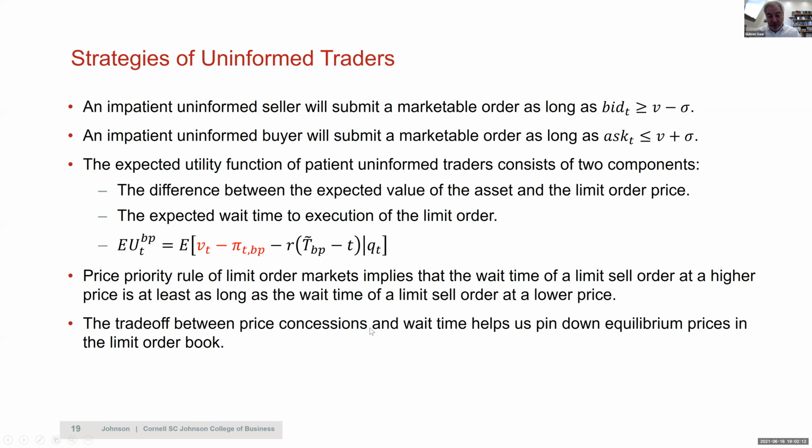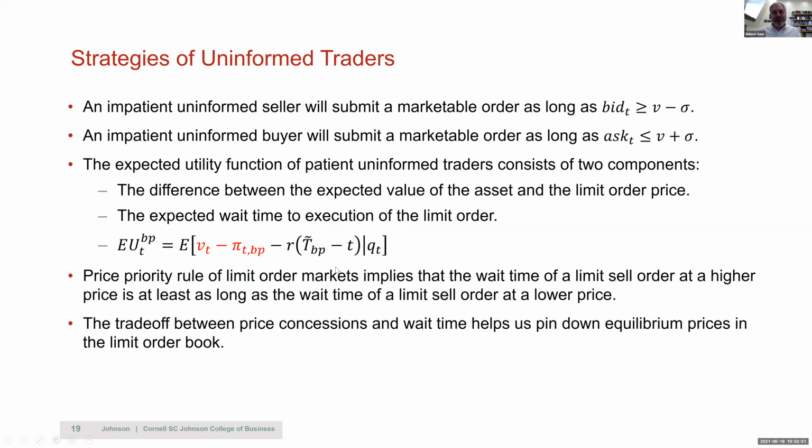In order to make headway in thinking about prices, we need to talk about strategies of the uninformed traders first. The impatient ones are easy, right? They're like the noise traders. They submit marketable sell orders as long as the bid is greater than B minus sigma, or marketable buy orders if the ask is less than B plus sigma. The expected utility function of the patient and informed traders, remember, consists of 2 components: we've got a trading profit component and a cost of wait component.